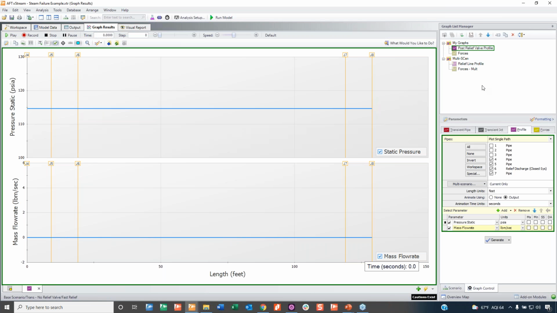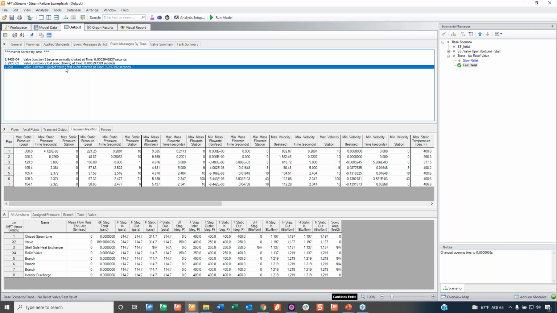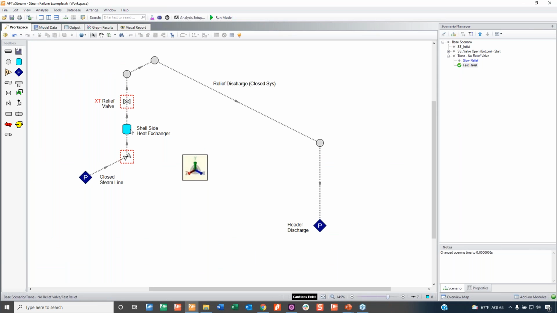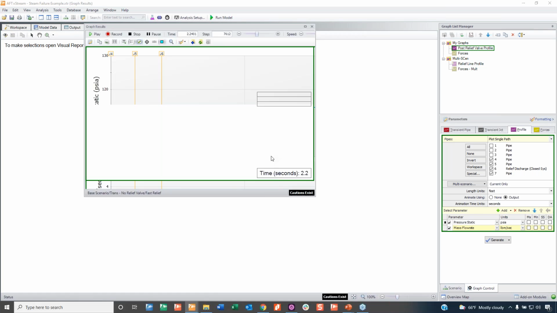So this is the fast relief again. And I know, well, according here, my relief valve opened at 2.25 seconds. So it took a couple seconds for it to charge, and then it'll blow open. So I can actually fast forward to that point, 2.24, and then play my animation again. Okay, so this is the profile.